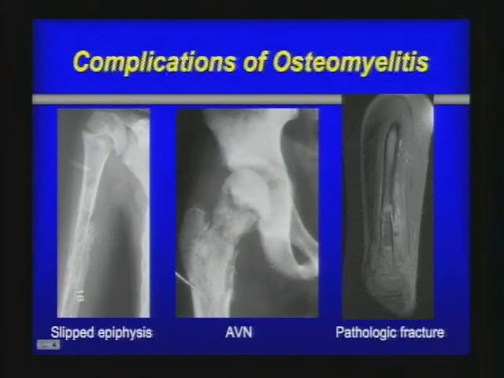Finally, you may find avascular necrosis, such as shown here, where you have extensive osteomyelitis, which is basically blocking the perfusion and is causing necrosis of the femoral head. And finally, since the bone is weakened, you may find pathologic fractures.